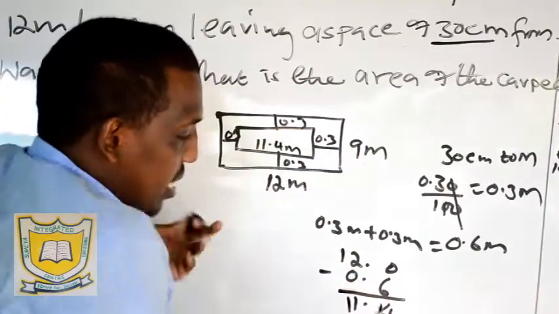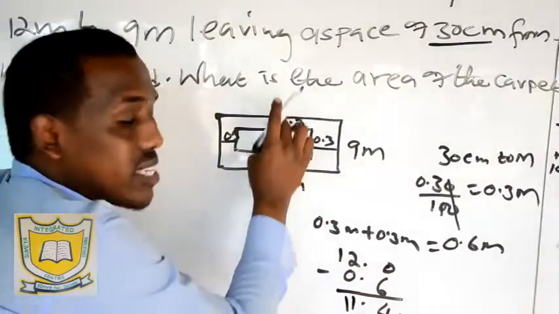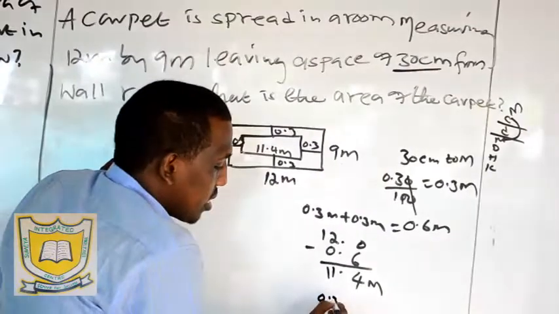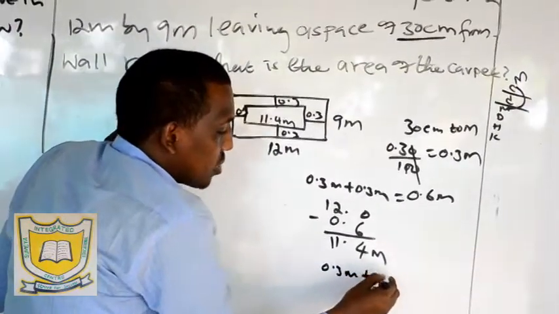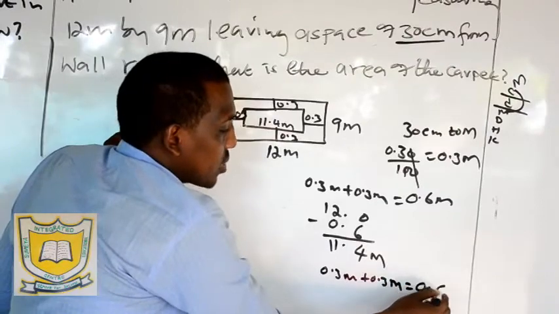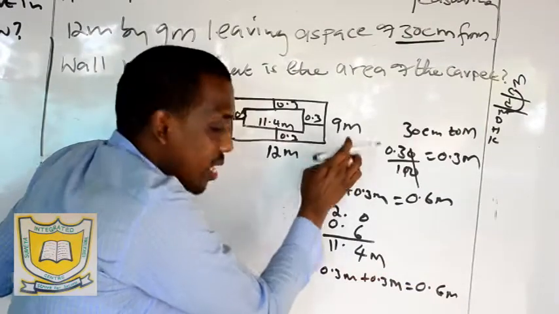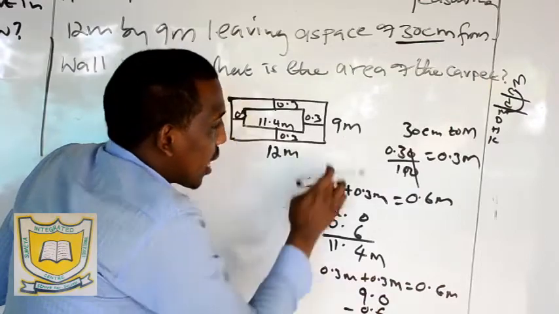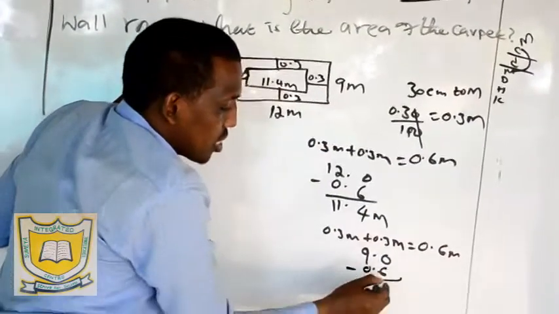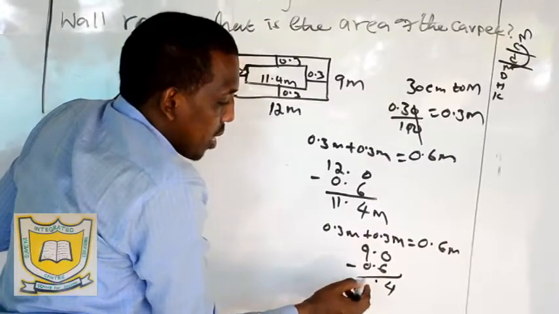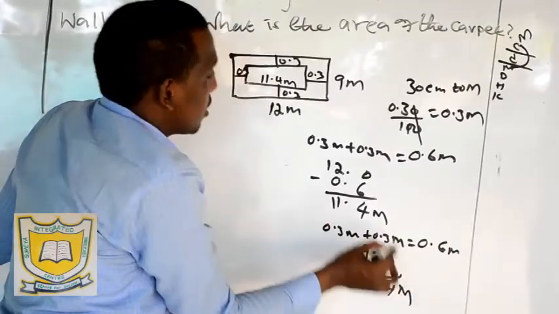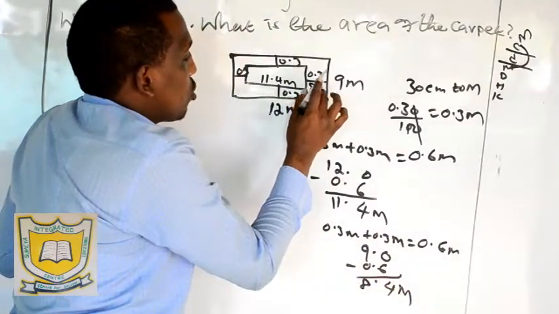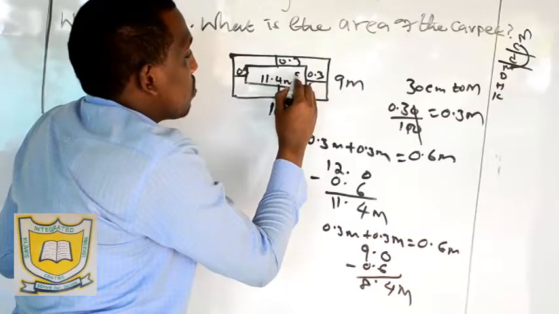The width also is the same. You add the spaces or the margins, 0.3 meters plus 0.3 meters, you get 0.6 meters. Minus the width now. So you say 9.0 minus 0.6. 9, you introduce a decimal. So you get 4 point, here remains with 8 meters. So here you get 8.4. The width is 8.4 meters.